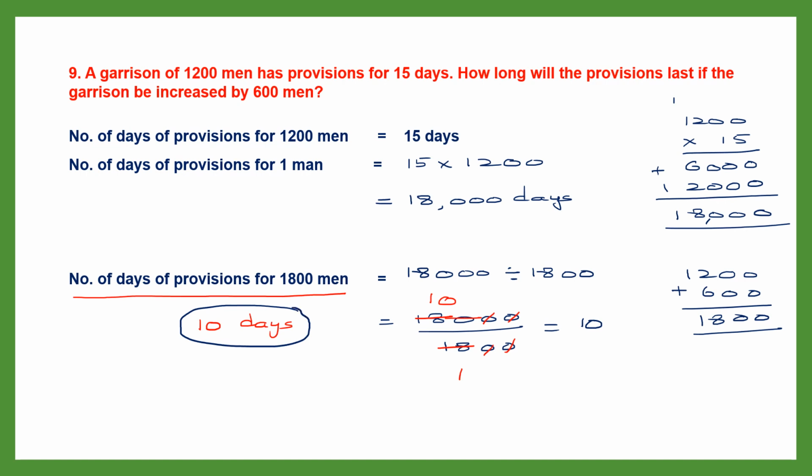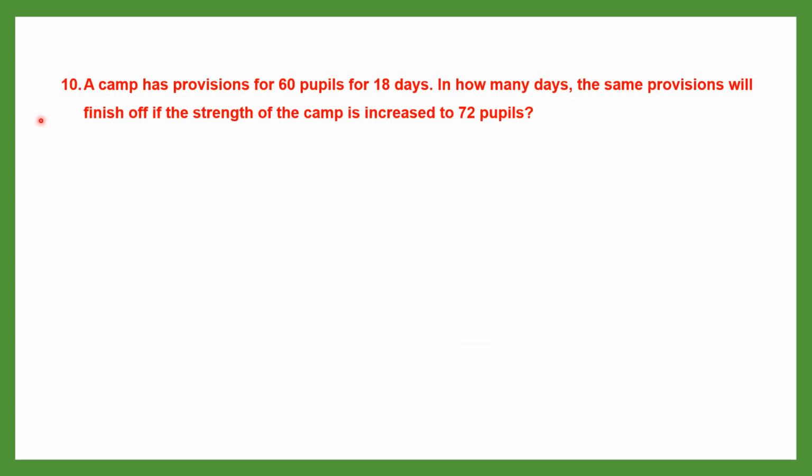So our answer here is 10 days. Question 10. A camp has provisions for 60 pupils, pupils means students, for 18 days. In how many days will the same provisions finish off if the strength of the camp is increased to 72 pupils? So, if there are 60 pupils, they will use up the provisions in 18 days. But if the number increases, what happens?